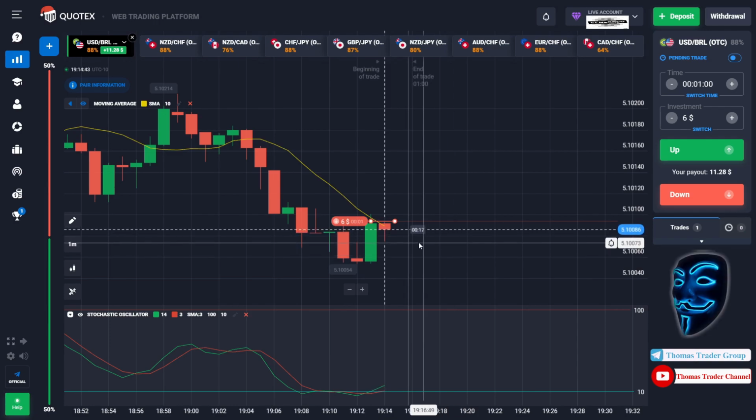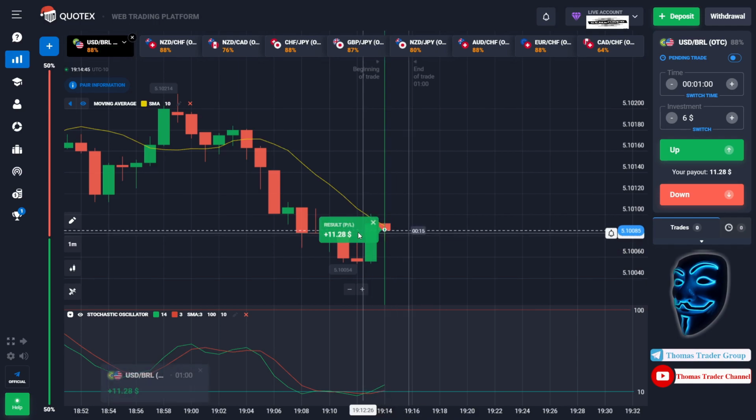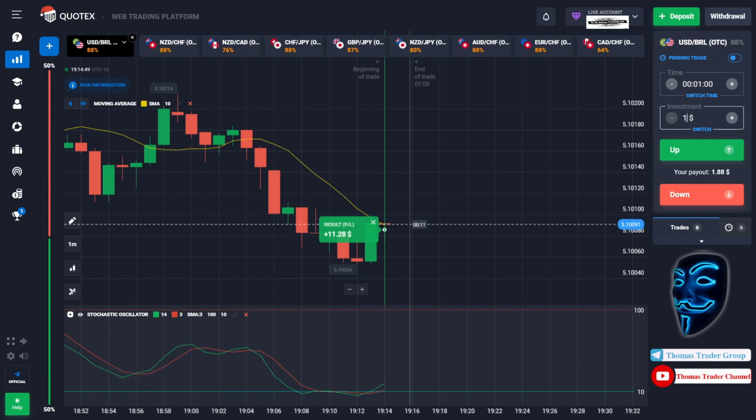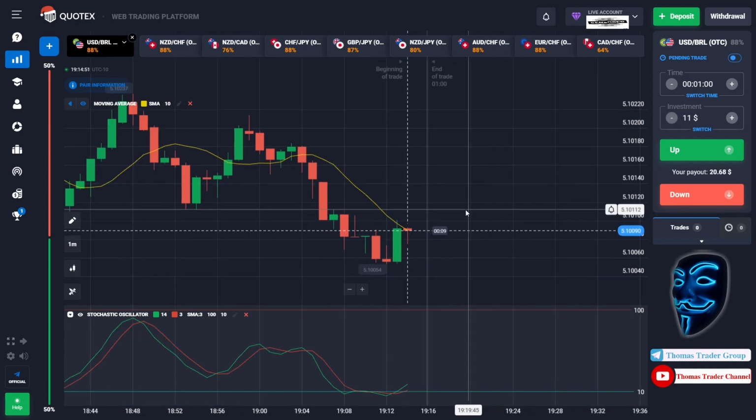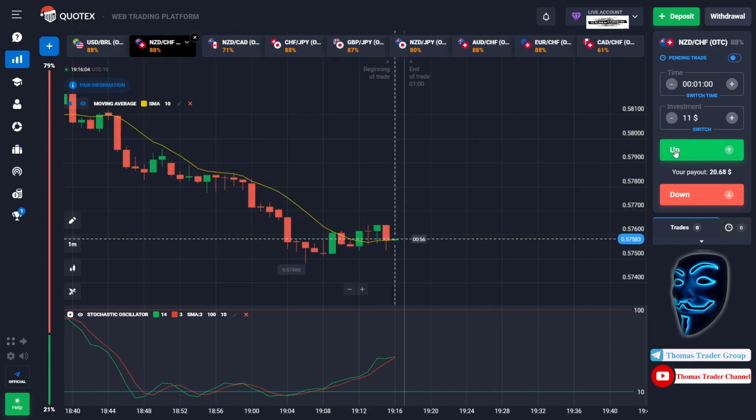We made a right prediction over here. We made a profit of $11. Let's change our investment into $11 and let's find the other market. And over here we can open buy for 1 minute.